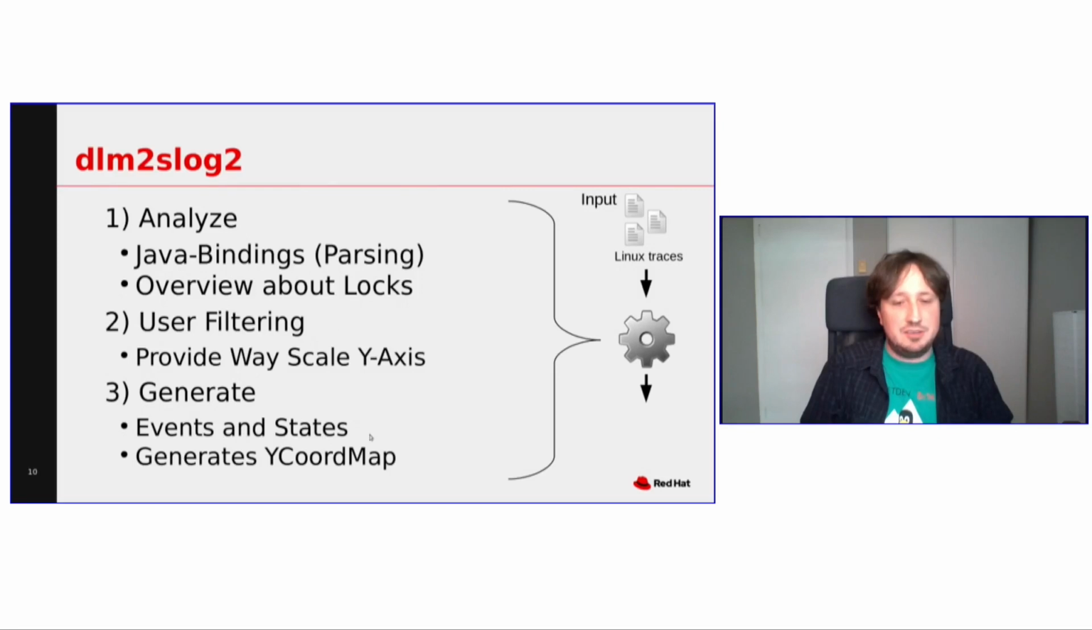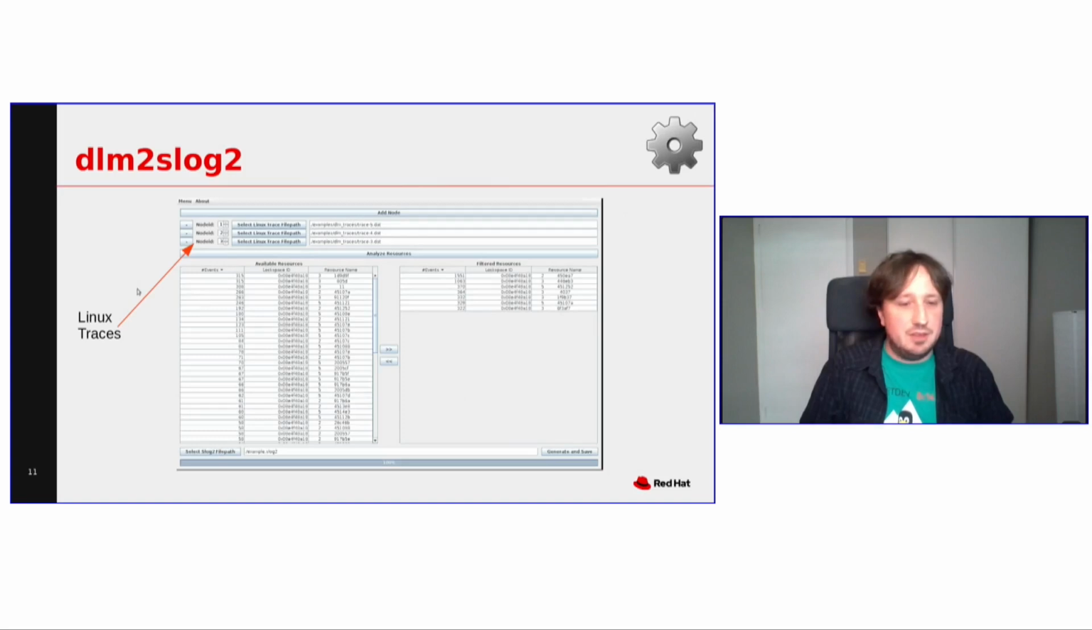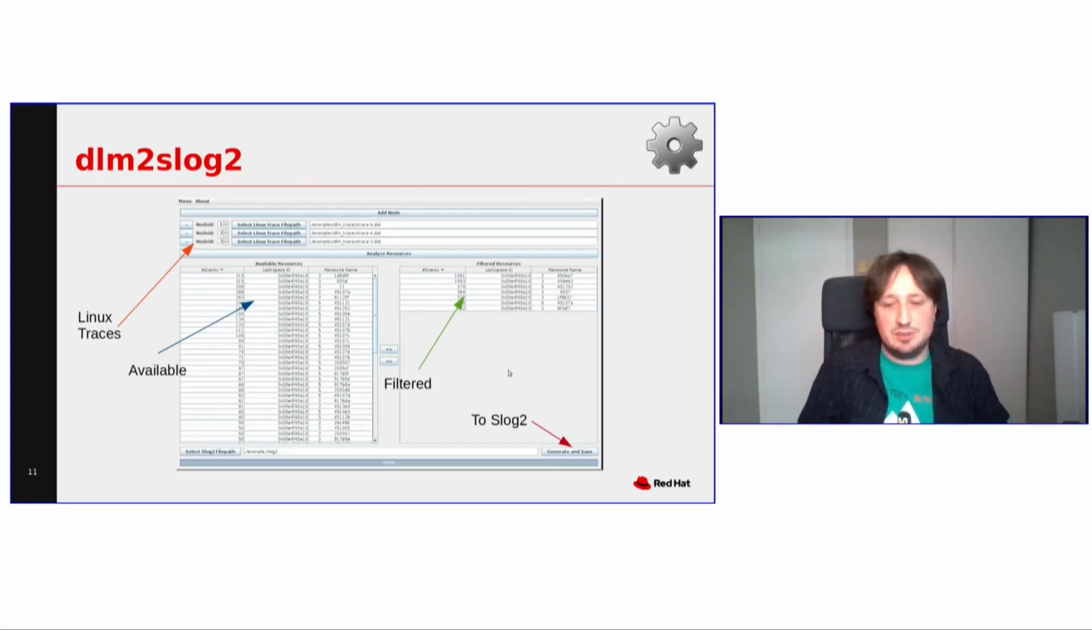We're integrating the events and states and also the arrows, which you saw previously when I showed how SLOG2 has the different topologies, events, states, and arrows. And we also generate the YCoordMap so that we have the timelines in the DLM hierarchy order. As output, we have this SLOG2 file. So this is how it looks. We have the node ID to the recorded, time-synchronized trace file from trace-cmd. Then we analyze the log. The user can see all the logs appearing in the trace file. Then we filter out the logs which are interesting, and then we press another button to generate this SLOG2 file.